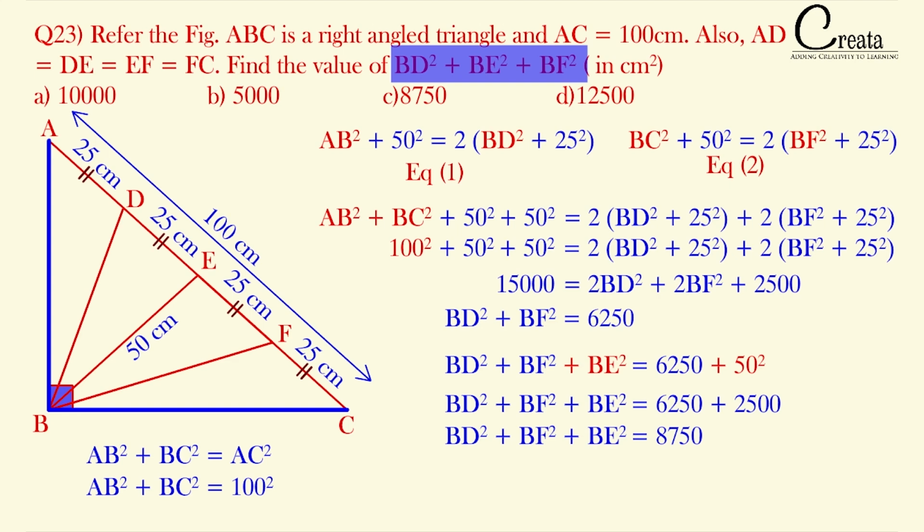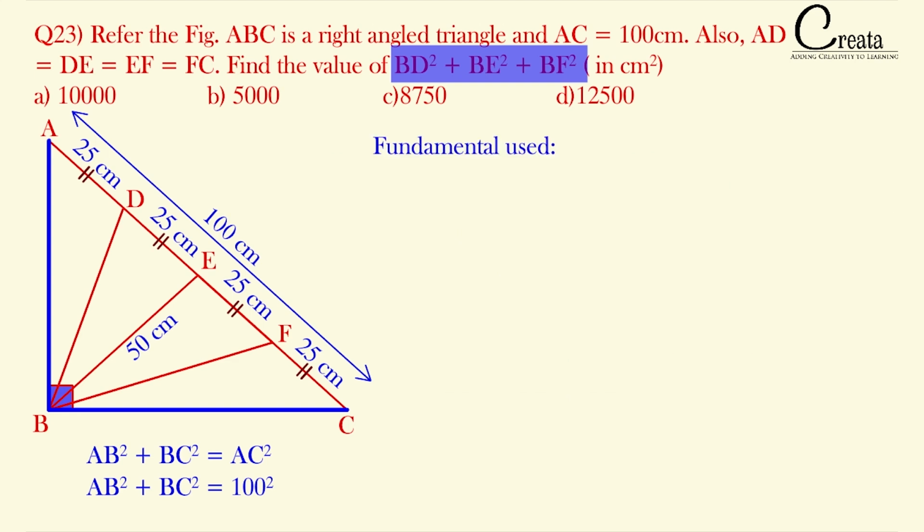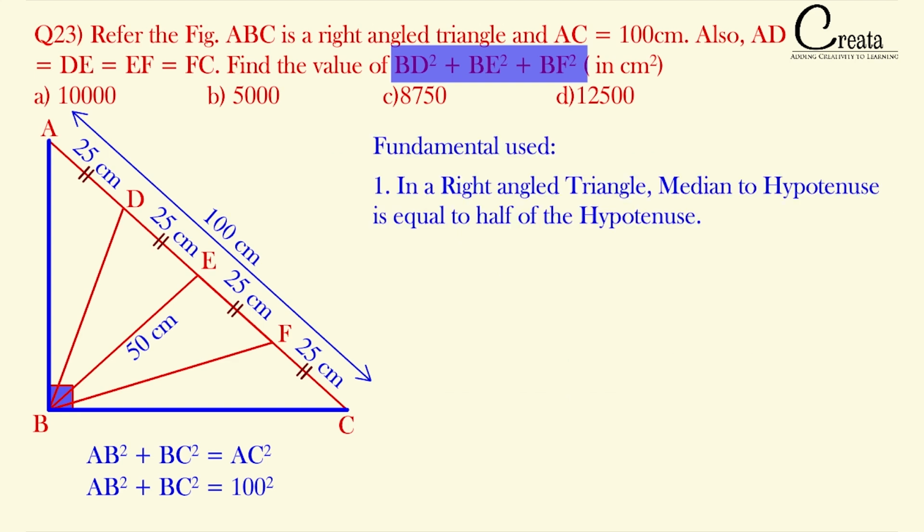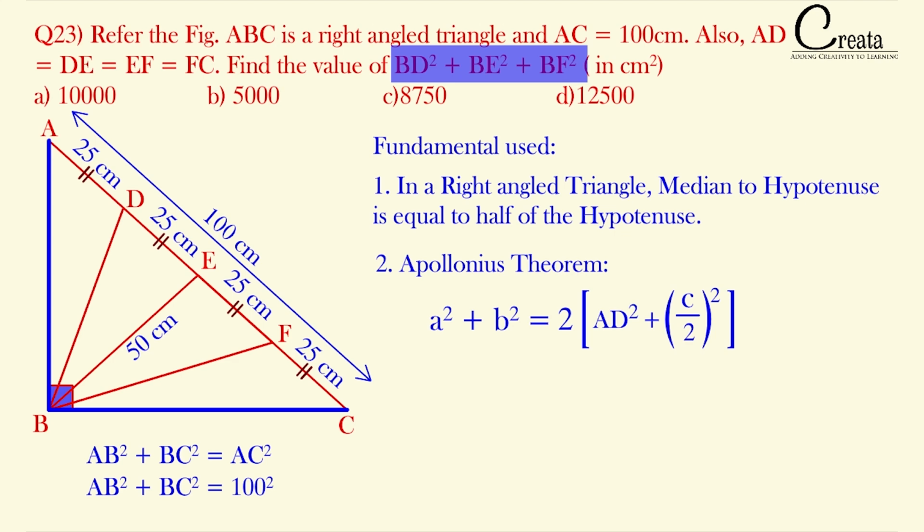So the two main fundamentals we have used. The first fundamental that we have used is, in a right angle triangle, the median to the hypotenuse is equal to half the hypotenuse. And the second fundamental that we have used is the Apollonius theorem, that is A square plus B square is equal to twice of AD square plus C by 2 square. These two major fundamentals we have used to solve the question. Let's move to the next question.